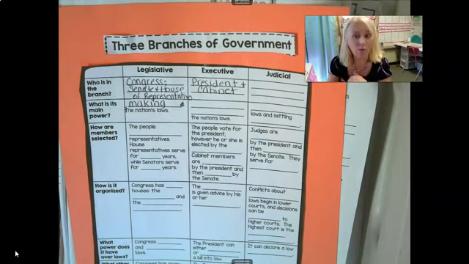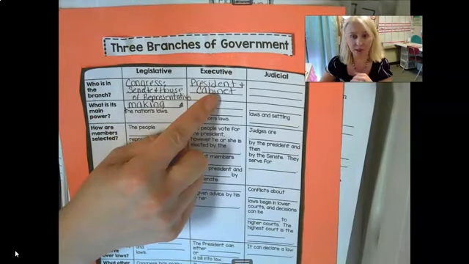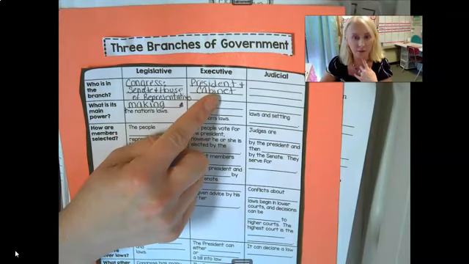And at the state level, we have a governor who is in the executive branch. And he too has advisors that help him make decisions for the state.